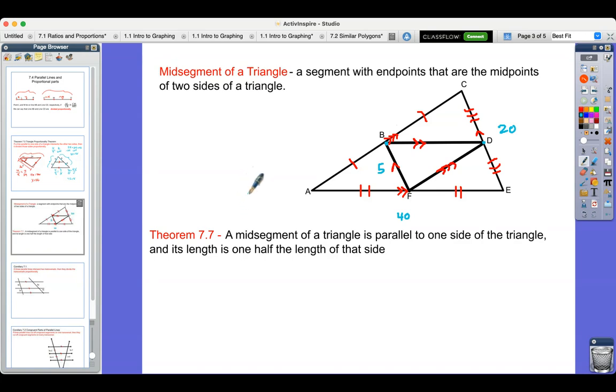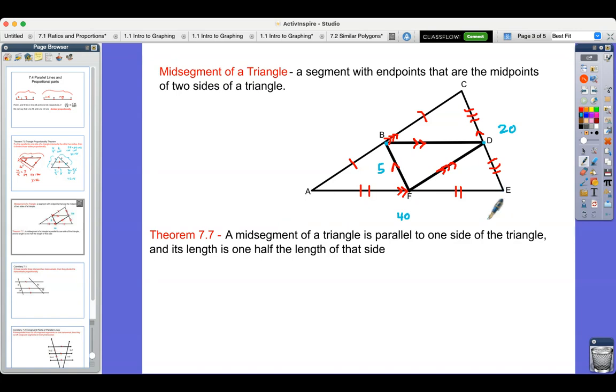According to this theorem, if a mid-segment of a triangle is parallel to one side, then that mid-segment is half the value of the side it's parallel to. Okay?